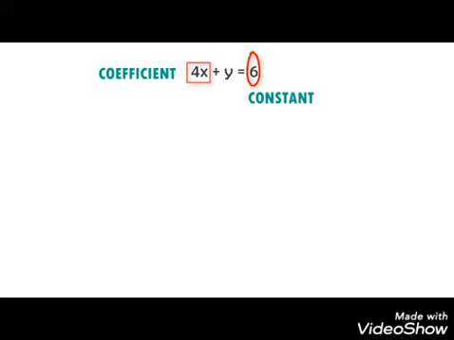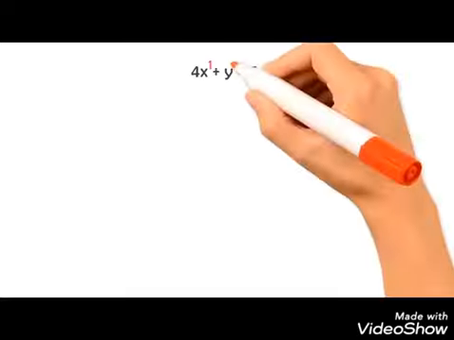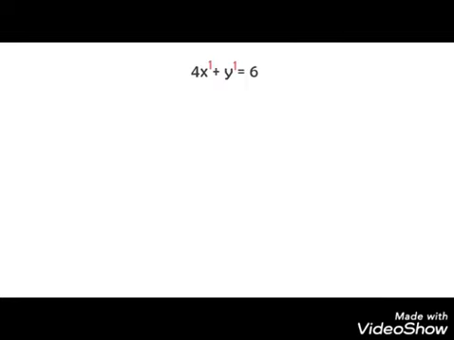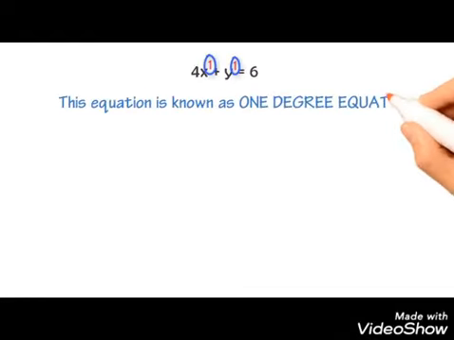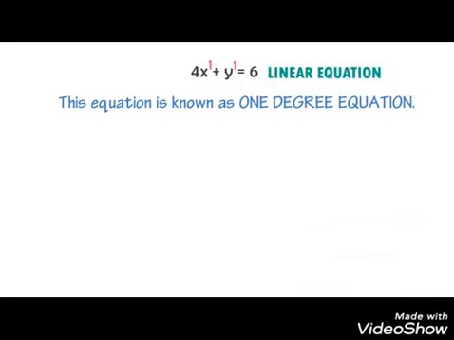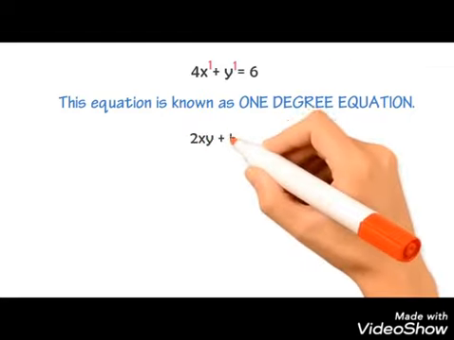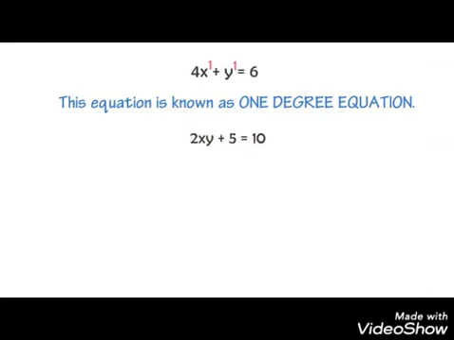The highest power of the variable x is 1, and the highest power of the variable y is also 1. Hence, all the variables in this equation have the highest power 1. Therefore, this equation is known as a one-degree equation or linear equation. Let me give you another example. 2xy plus 5 is equal to 10.